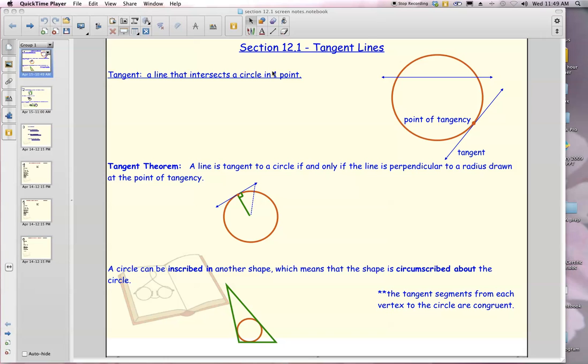This lesson is on section 12.1. It's an introduction to the basics of some of the segments and lines that go with circles. The first one that we're going to talk about is the tangent line.